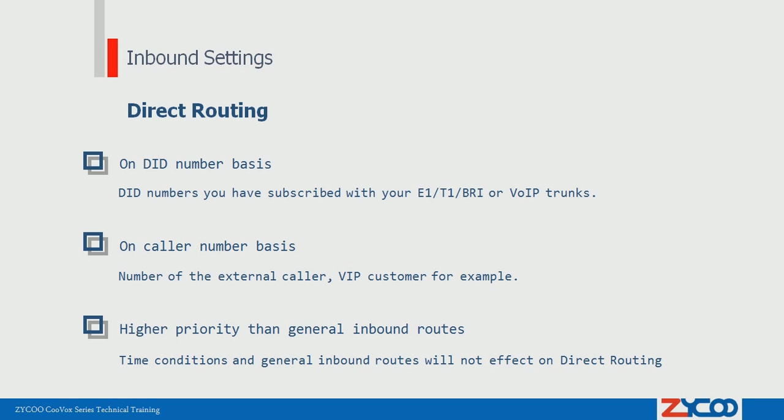Another example, there's a VIP customer, and you want his or her call to your company to be always handled by someone. You may create a direct routing using the VIP customer's phone number, the caller number. Okay, now let's see how to create these two kinds of direct routing.